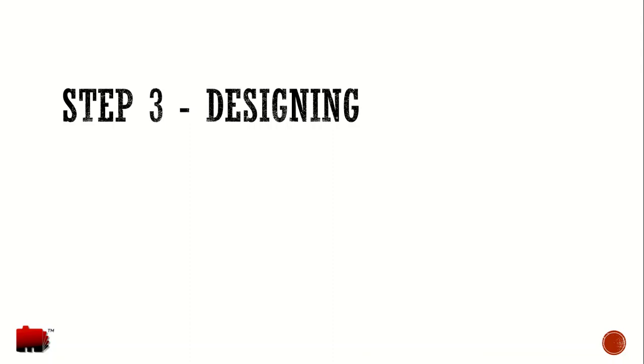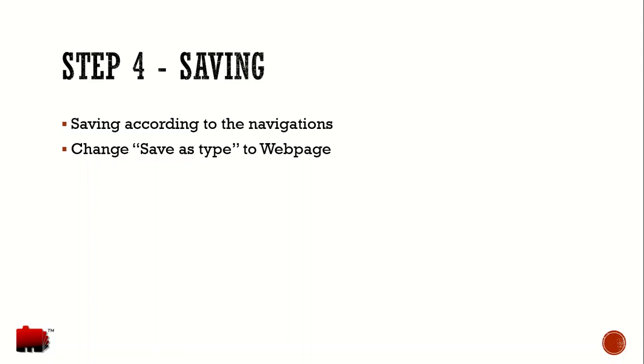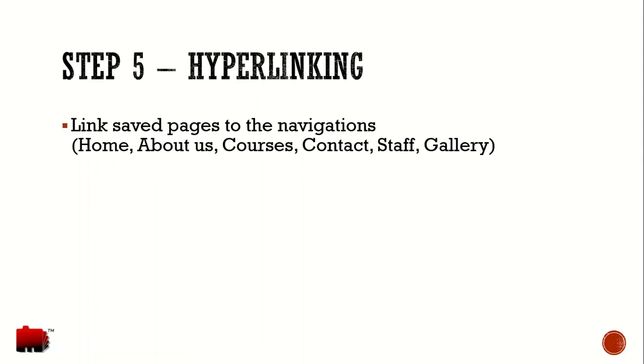The next one is designing. Designing is about the colors and the arrangement of how the website will look. The fourth one is saving. When you design the layout, you need to save the layout by pages. We have something called navigation, which is the menus. If somebody wants to go to contact, he or she will just click on contact, and the contact information will come. So whenever you are designing a website with Word, you need to save the pages by navigation.